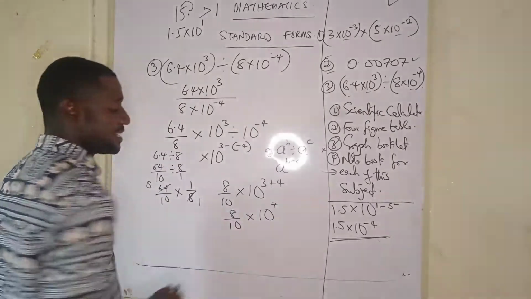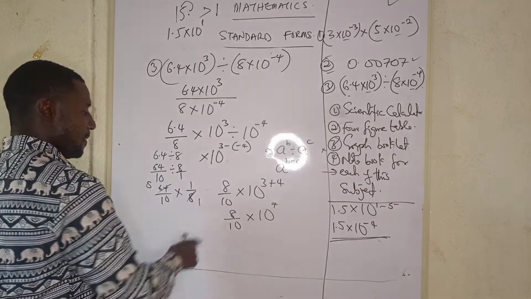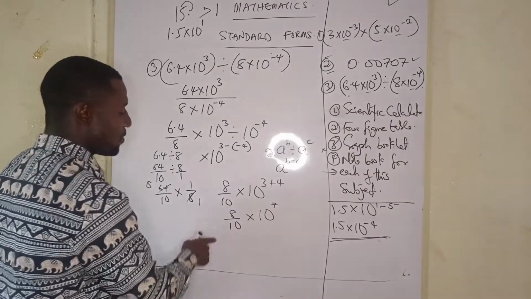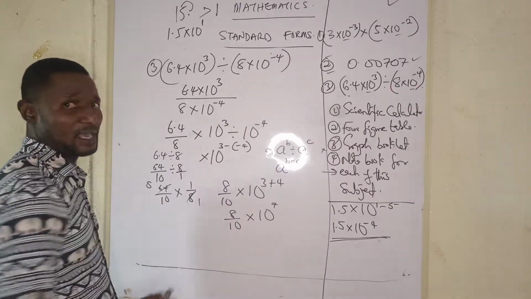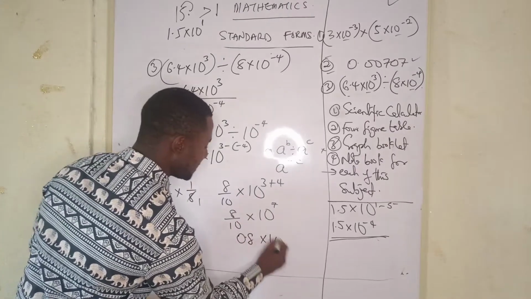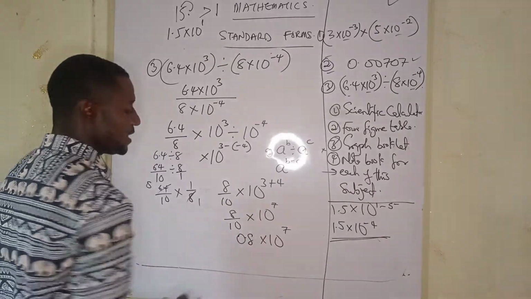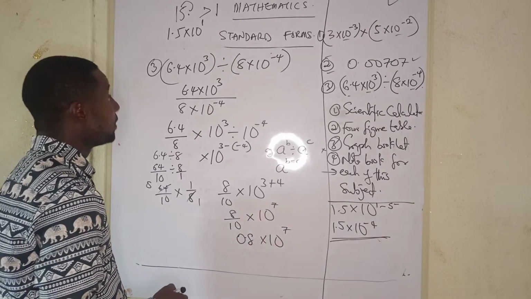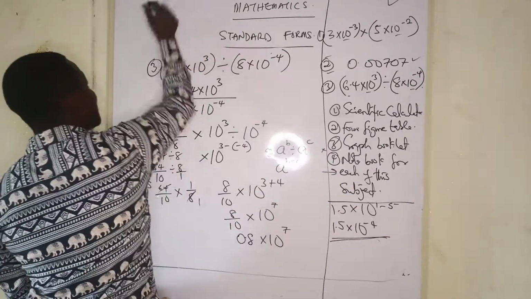We cannot leave our answer like this. Turn your answer to standard form. Now, before you turn your answer to standard form, convert this fraction to decimal. 8 over 10 will give you 0.8 times 10 raised to the power what? 7. Convert 0.8 to standard form. What would that give you?